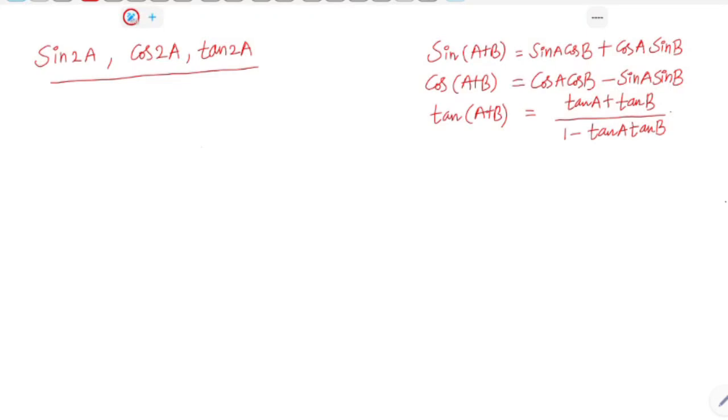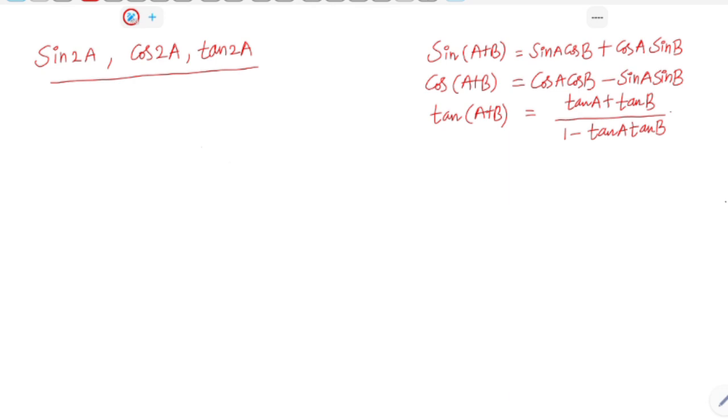In this video, we will try to find what are the mathematical expressions for sin2A, cos2A and tan2A. These are very helpful in finding the trigonometric ratios for a multiple of angles. Okay, we will see that later. Now let us try to find these three values.